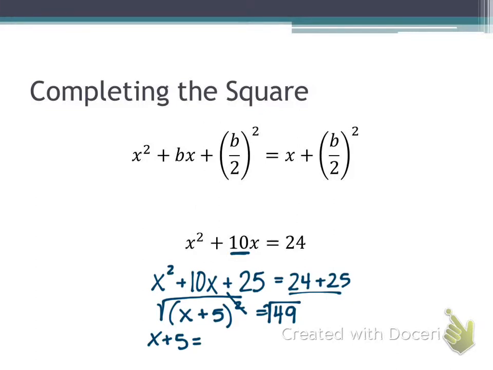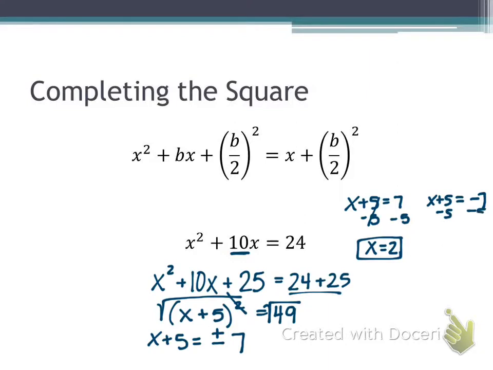7. Positive and negative. There's 2 answers. So that means I've got to split this problem in order to solve for x into 2 different problems. Because x plus 5 is equal to positive 7, but x plus 5 is also equal to negative 7. That's all we do to solve. So we just subtract 5 on both sides. 7 minus 5 is 2. Subtract 5 on both sides. Negative 7 plus negative 5 is negative 12. That's how you find your 2 answers when you're completing the square.